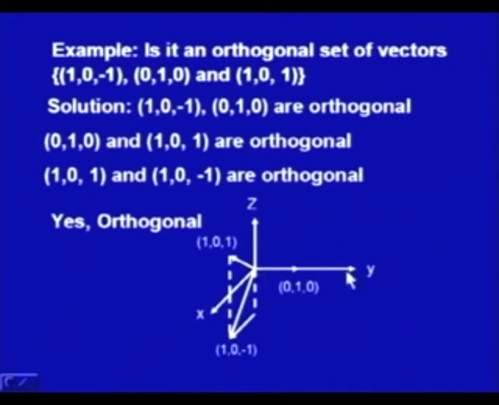Now, let us see what these vectors are. The first vector, 0 1 0, is a vector on the y axis. Another vector, 1 0 minus 1, is on the x z plane. The third vector, 1 0 1, is also on the x z plane. So these two vectors are lying on the x z plane, and the third vector is the y vector.